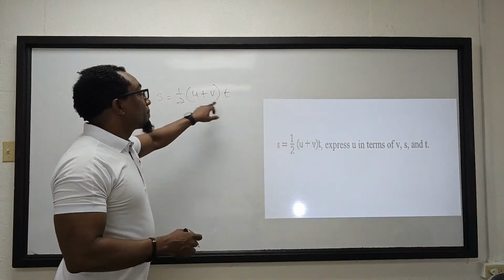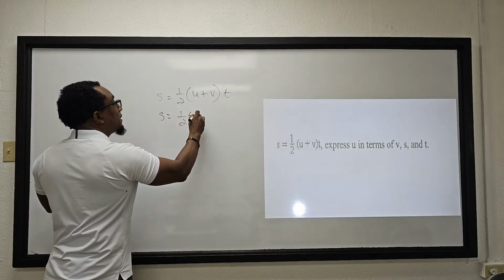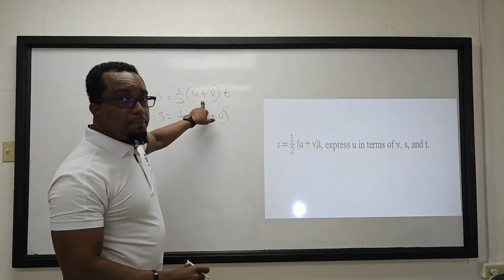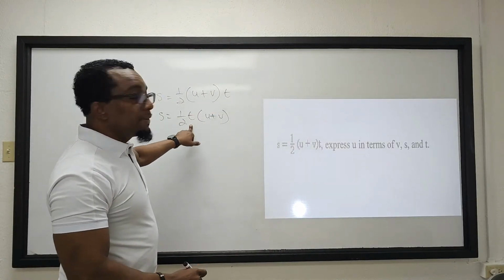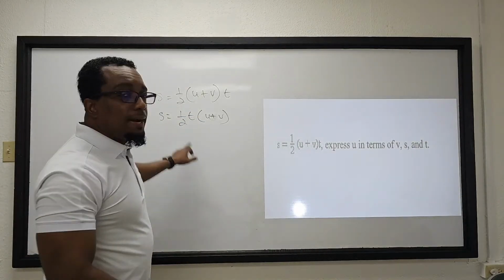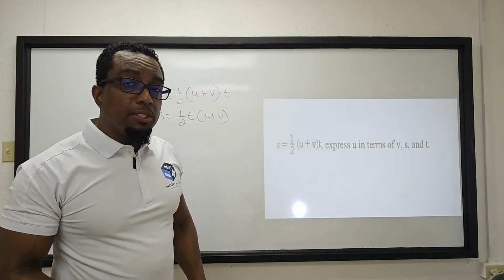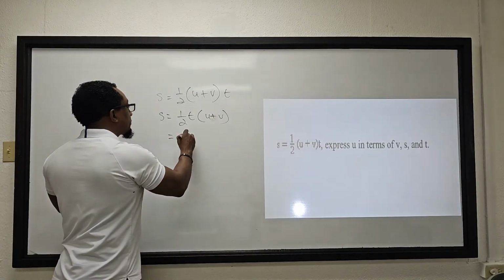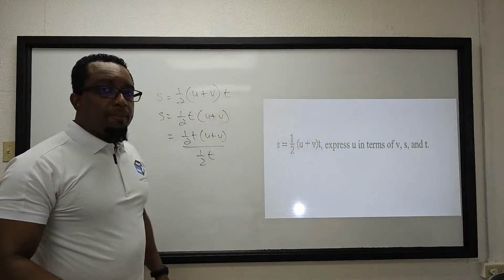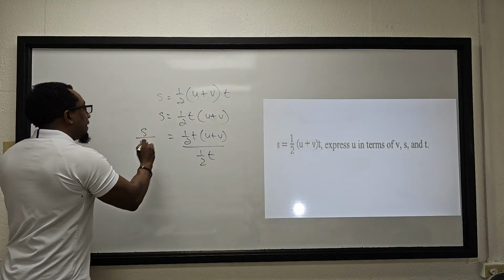So what I'm going to do is to remove a half T first. A half T into U plus V is the same as a half multiplied by U plus V multiplied by T. We know from our knowledge of equations, the opposite of multiplication is division. So I'm going to divide a half T U plus V by a half T. And what we do to one side, we must do to the other, so I'm going to divide S by a half T also.